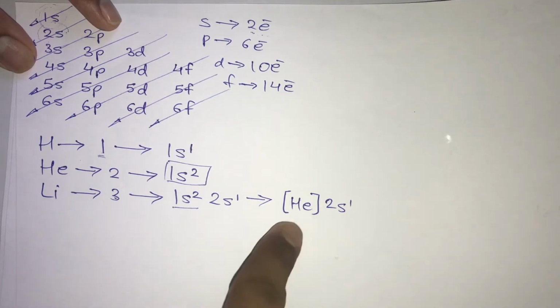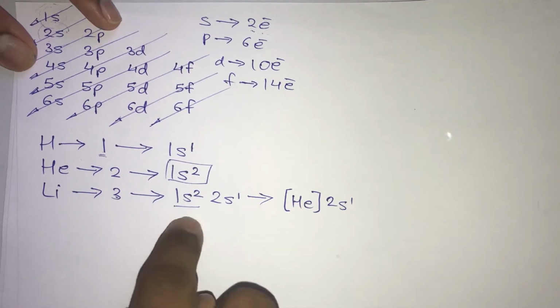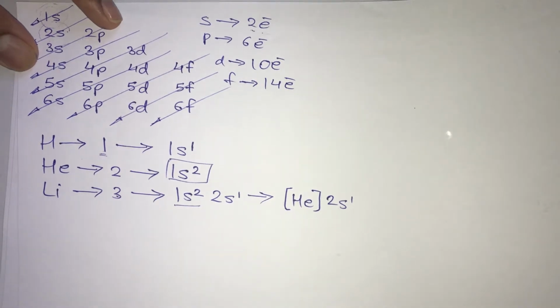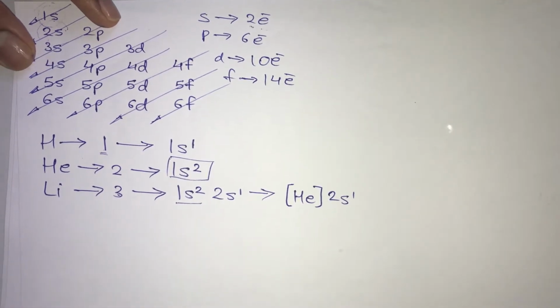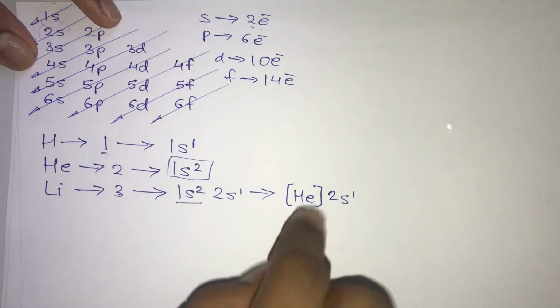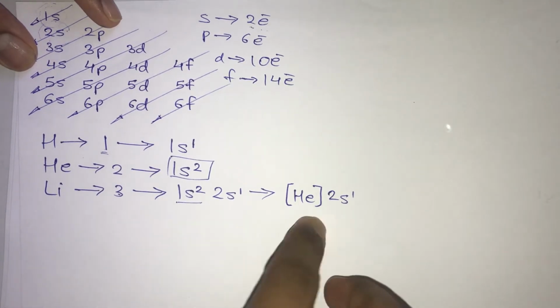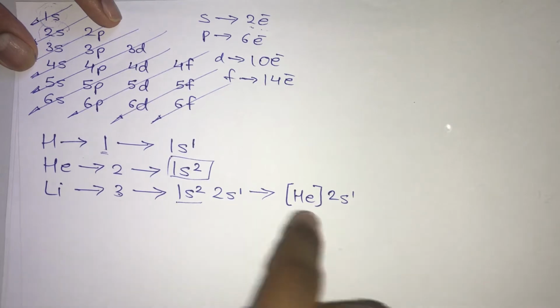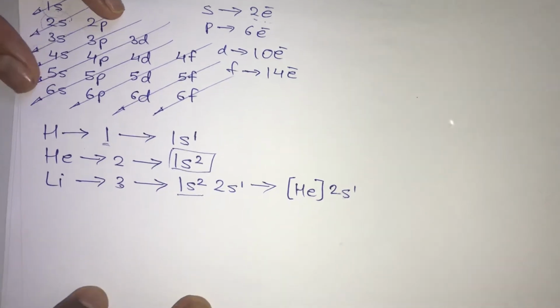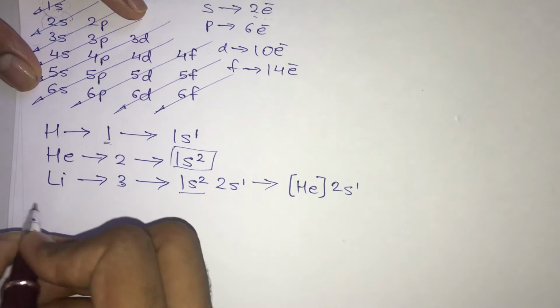It is up to you whether you want to write this or not, or you can simply write the normal electronic configuration. But if the question asks you to write the condensed electronic configuration, or MCQs are given, then you have to keep in mind that the electronic configuration of lithium can be written in this manner also.